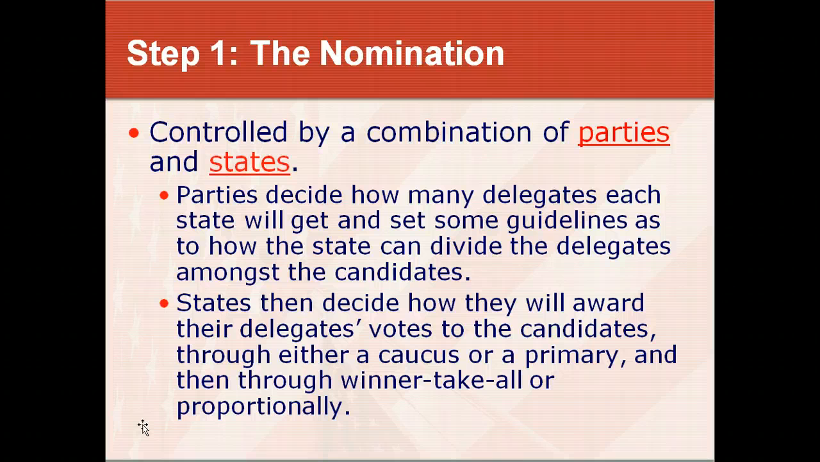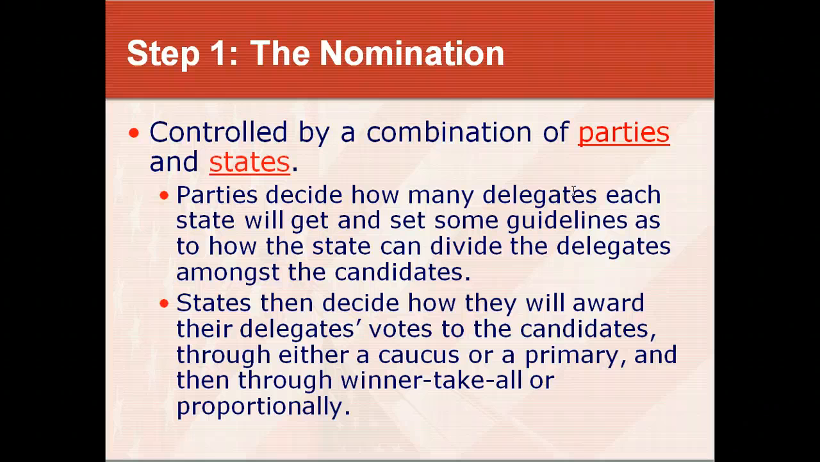Basically, how do we choose who our candidates will be for each party? And this is basically controlled by the parties and the states. Parties will decide how many delegates to give to each state, and they will set the guidelines as to how the states can divide the delegates. So what that means is the Democratic Party is going to use about 2,000 delegates to their convention to decide who the nominee is going to be, and they're going to divide them up amongst the states.